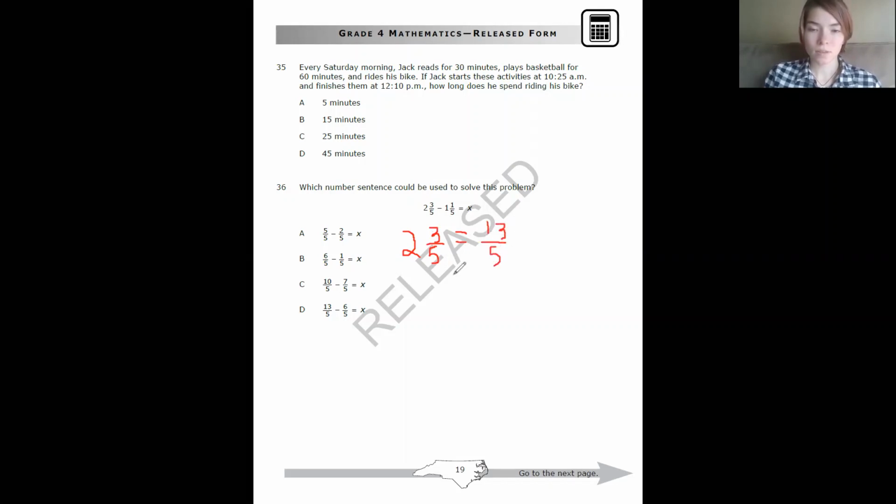So 2 3/5 is equal to 13/5. For 1 1/5, we're going to do 1 times 5 is 5, add 1, and we get 6/5. So we can rewrite this original equation as 13/5 minus 6/5 equals x. And that's going to be the same as answer choice D.